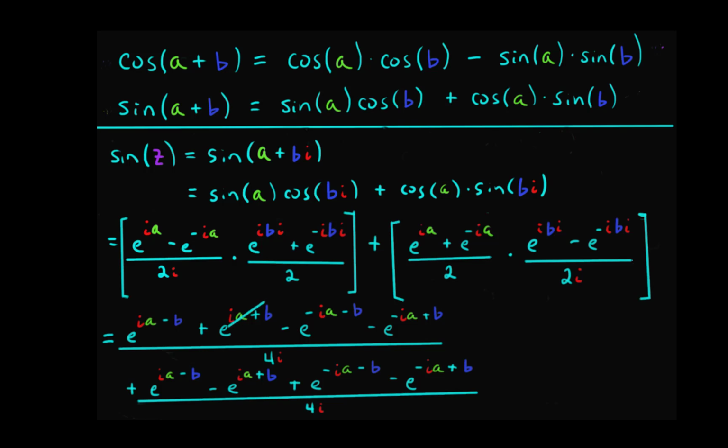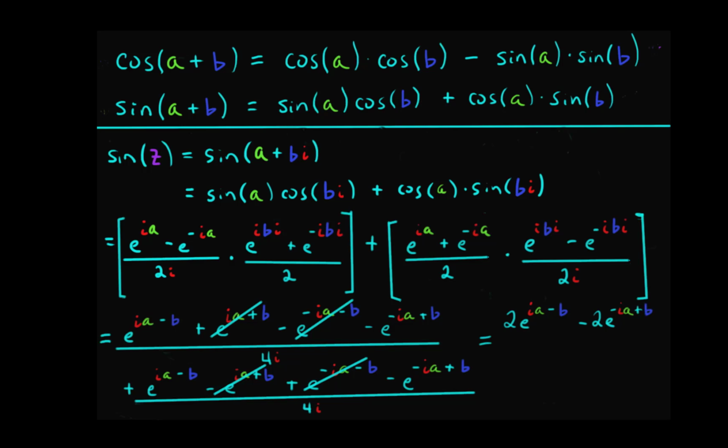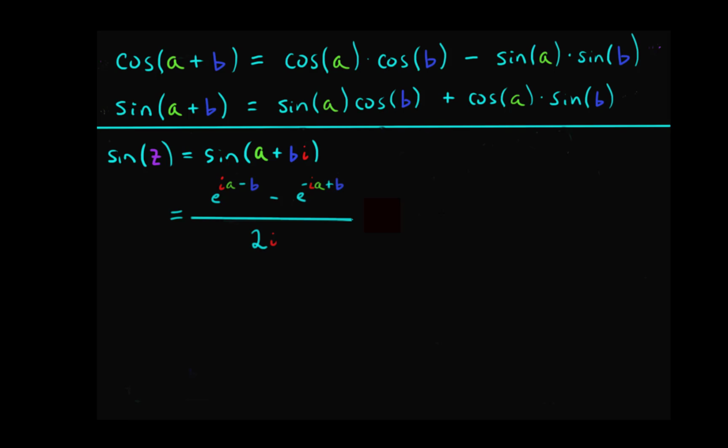So with that common denominator of 4i, we can make some cancellations. E to the ia plus b is canceled by minus e to the ia plus b, and minus e to the negative ia minus b is canceled by positive e to the negative ia minus b. And so we're left with sine of z equals 2 times e to the ia minus b minus 2 times e to the minus ia plus b, all over 4i. So we divide through by 4, the 2's cancel there, and we're left with sine z equals e to the ia minus b minus e to the negative ia plus b, all over 2i.